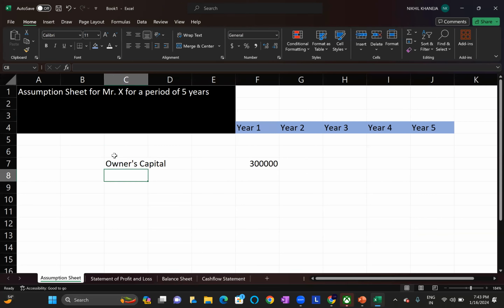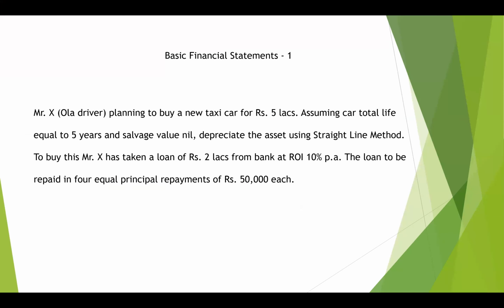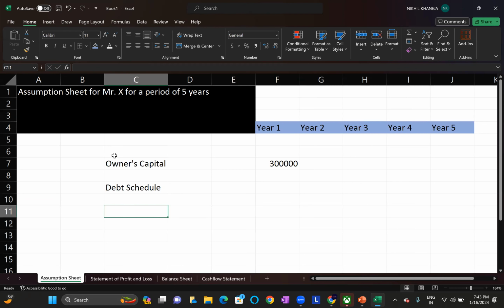As you can see, this owner capital is not getting fitted in this cell. So I will press Alt O C A to extend the width of the cell. Okay, fine. Now he has taken a loan of rupees 2 lakh from bank. So I'll be preparing debt schedule, or you can also call it loan schedule. There is a particular format for that.